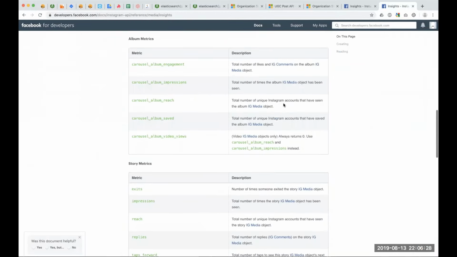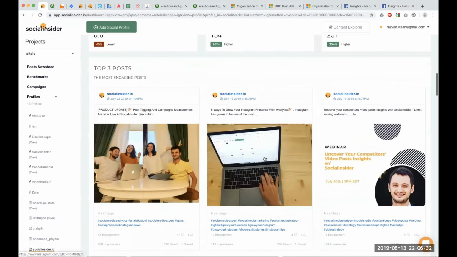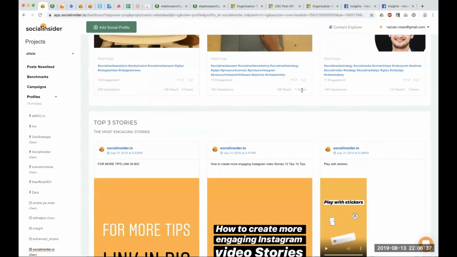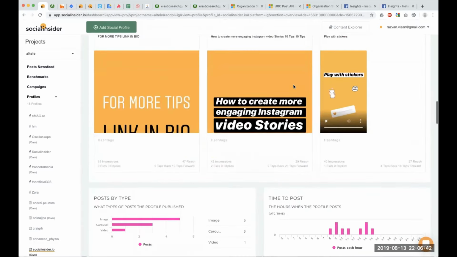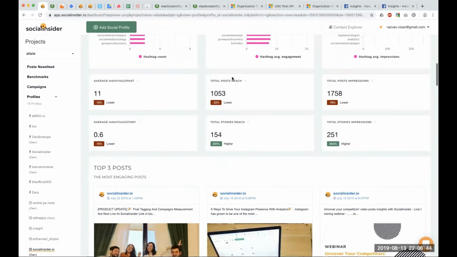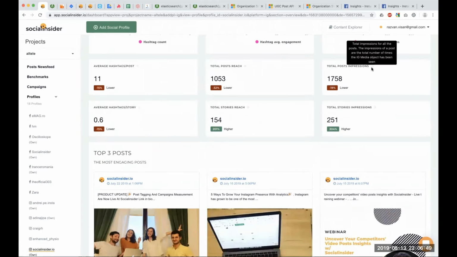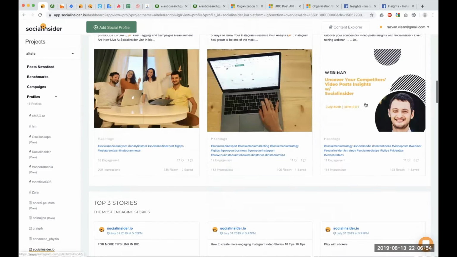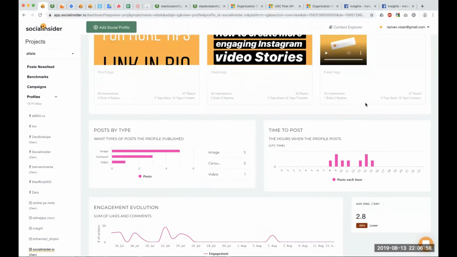Okay, have we not talked about something here? Okay, the engagement and the video views. All of these are photos. I think in videos you're gonna see also the video views. Okay, what else do we have? Total post reach. So we add up the reach numbers and total post impressions, total stories impressions, and total stories reach again. These are, as I was saying earlier, the insights for the posts.